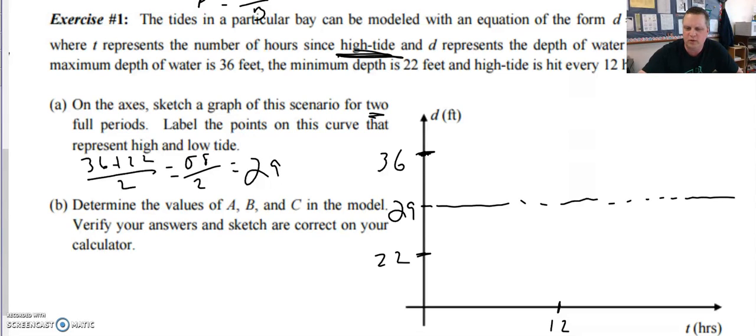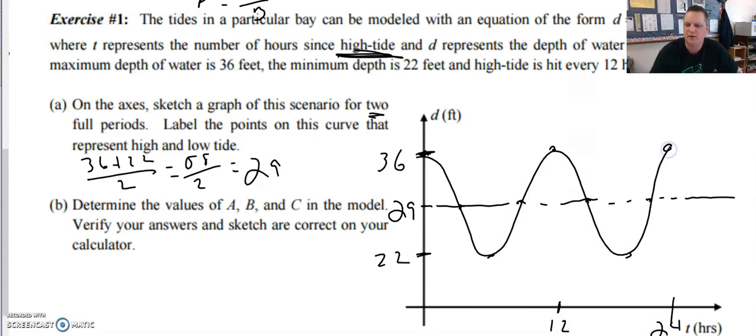So 12 is one complete curve. It's going to be approximately, again, starting at the 36, coming down to the midline, going to the min, going back up to the midline, and going to the max at 12. Now, it wants 2 curves, so that should be 24 hours. So I'm back down to the mid, the lowest, back to the mid, and back to the highest. So the curve looks something like that, and we understand it's not going to be perfect.